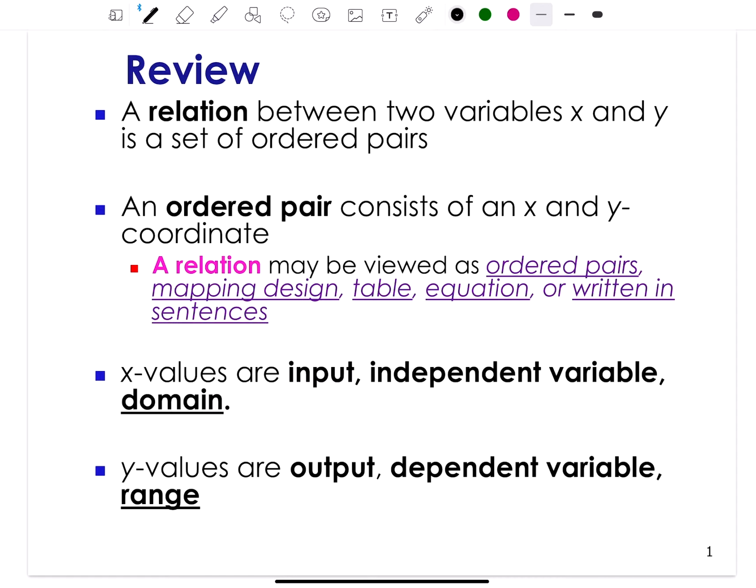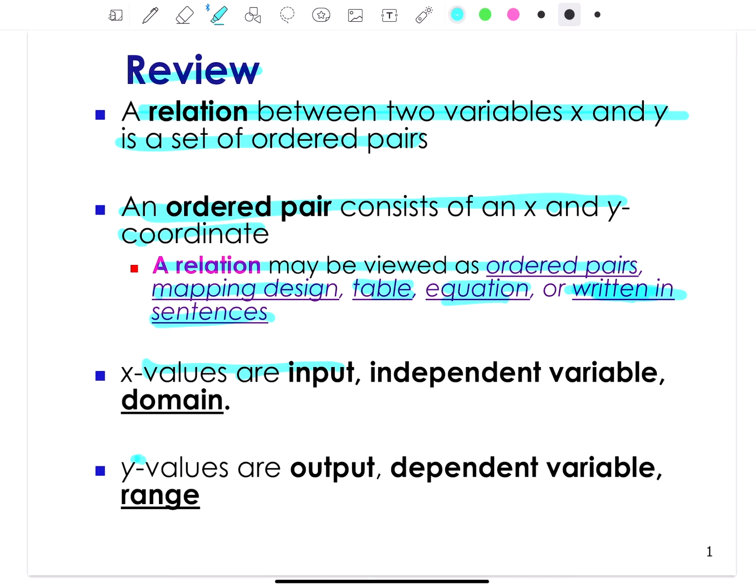Intro to functions. We're going to start with a little review on relations. A relation between two variables x and y is a set of ordered pairs. X or y both can be categorical or numerical, or one of them can be numerical and the other one can be categorical. An ordered pair consists of an x coordinate and a y coordinate. A relation may be viewed as ordered pairs, or a mapping diagram, or a table, or an equation, or a graph, or written in sentence form.